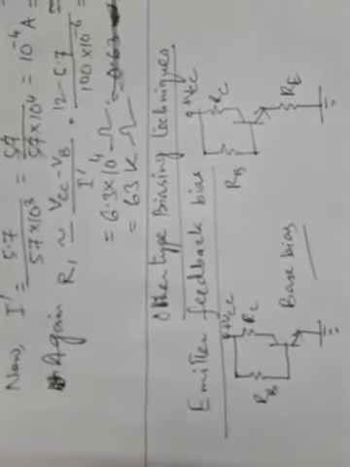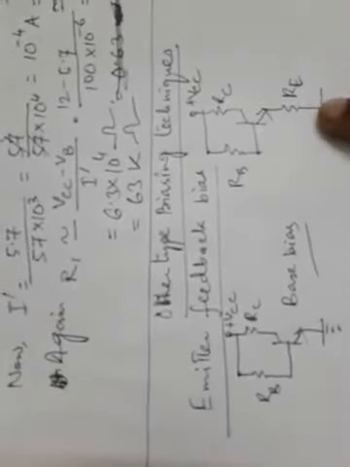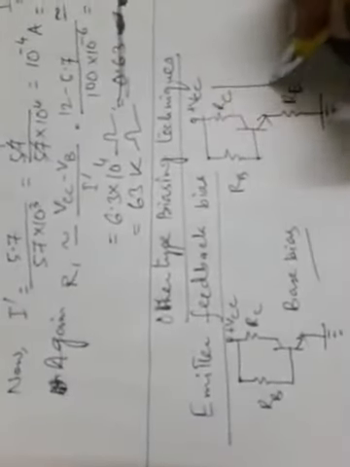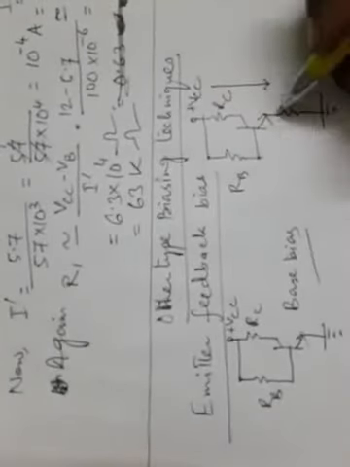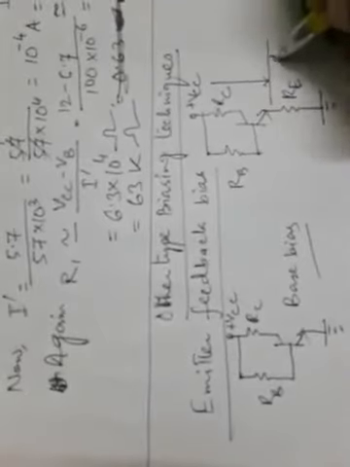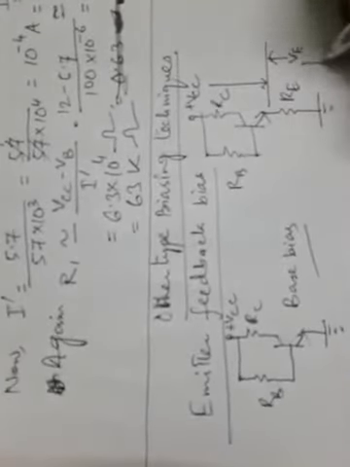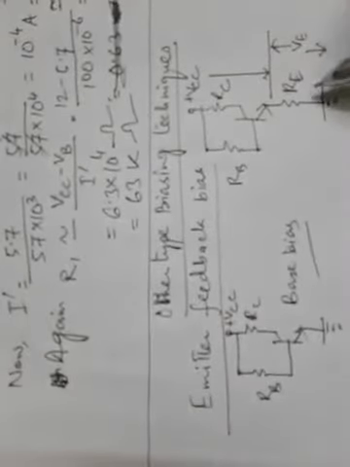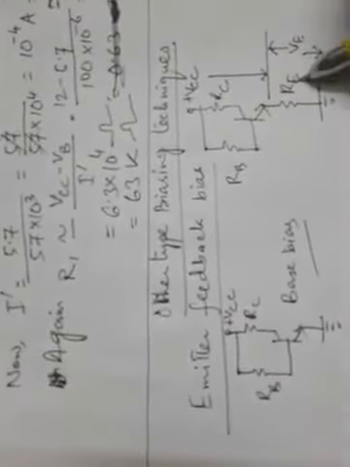Now the basic idea of this circuit is, if IC increases in this circuit, VE will increase, because IC will flow through this direction, across this RE also. So VE, that is the voltage across this RE, will also increase, because the IC will produce a voltage drop across RE.